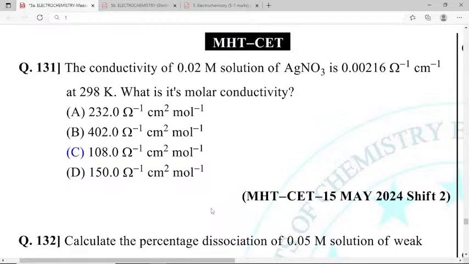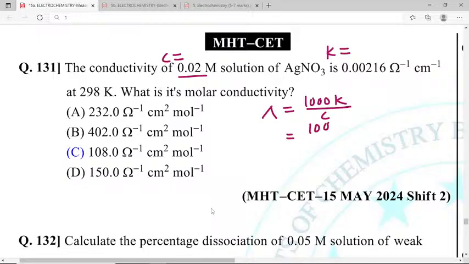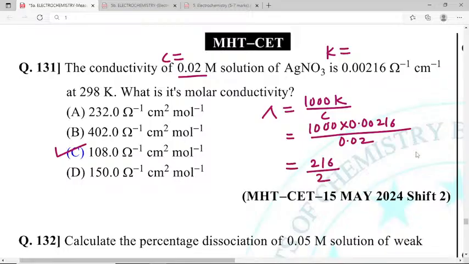The conductivity and concentration are given. Conductivity K is given. What is the molar conductivity? Molar conductivity is equal to 1000 K by C. So substitute the value: 1000 multiplied by K, 0.00216, this whole divided by 0.02. We'll get the answer 108. Shift the point. Only this is the answer: 216 divided by 2, so this is 108.